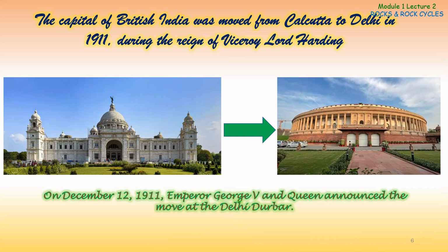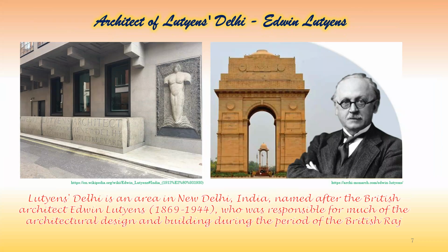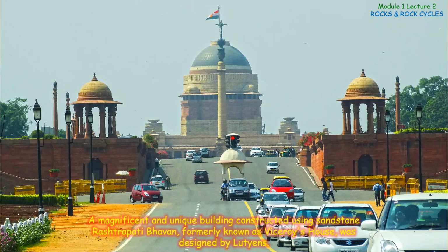In 1911, when the country's capital was transferred from Kolkata to Delhi, there was an urgent need for infrastructure in Delhi. Edwin Lutyens, a famous British architect, designed administrative and residential buildings in Delhi, popularly known as Lutyens Delhi now. One of these buildings was designed as the official residence of the then Viceroy of India, which is now the official residence of the Honorable President of India.